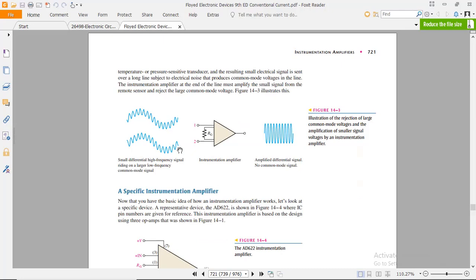As illustrated in this figure, the two inputs in this form and this form are out of phase signals, providing a small differential high frequency signal. As you can see, these signals consist of high frequency signal. So one cycle of this signal would be complete at this side, and overall the frequency of this signal is high, a high frequency signal riding on the large low frequency common mode signal.